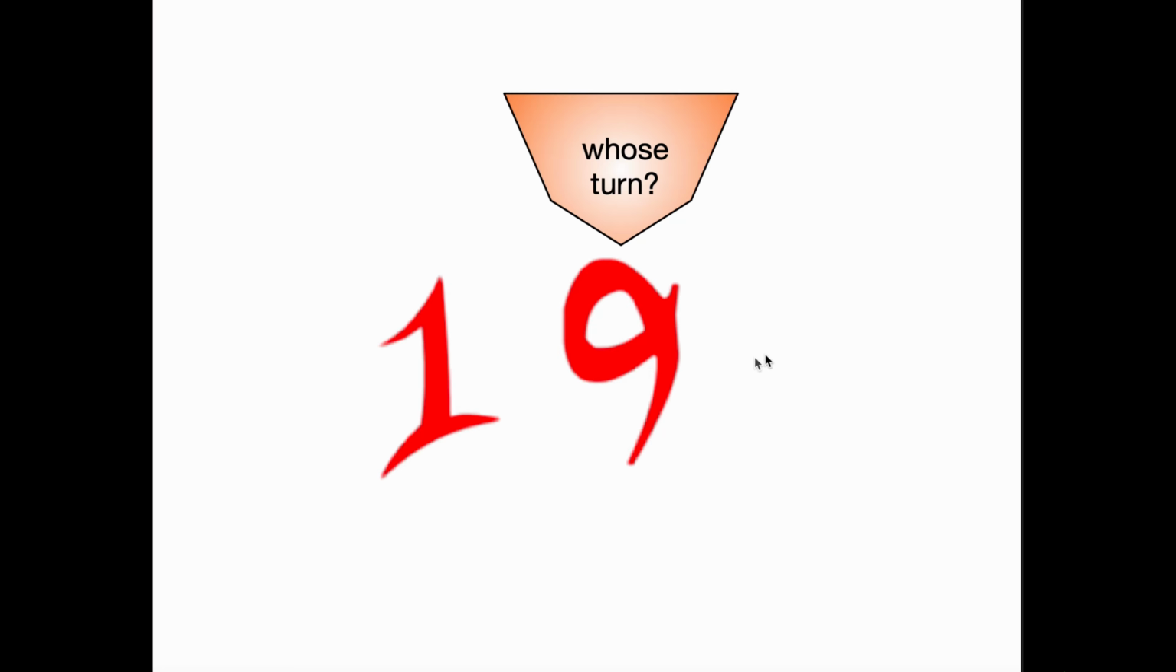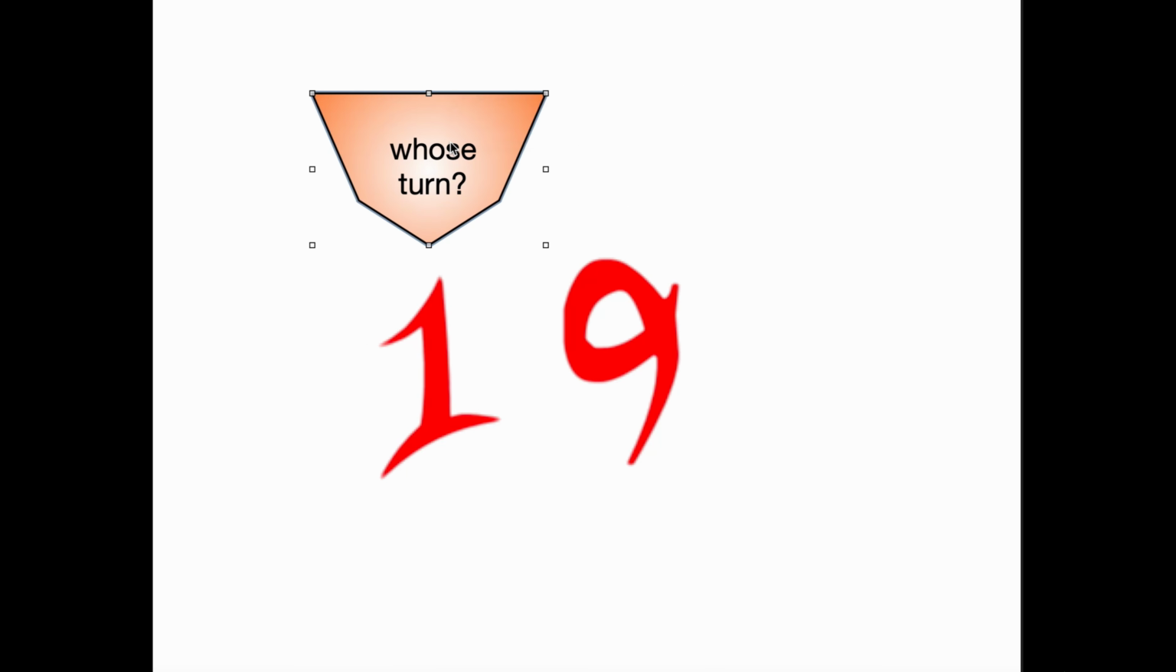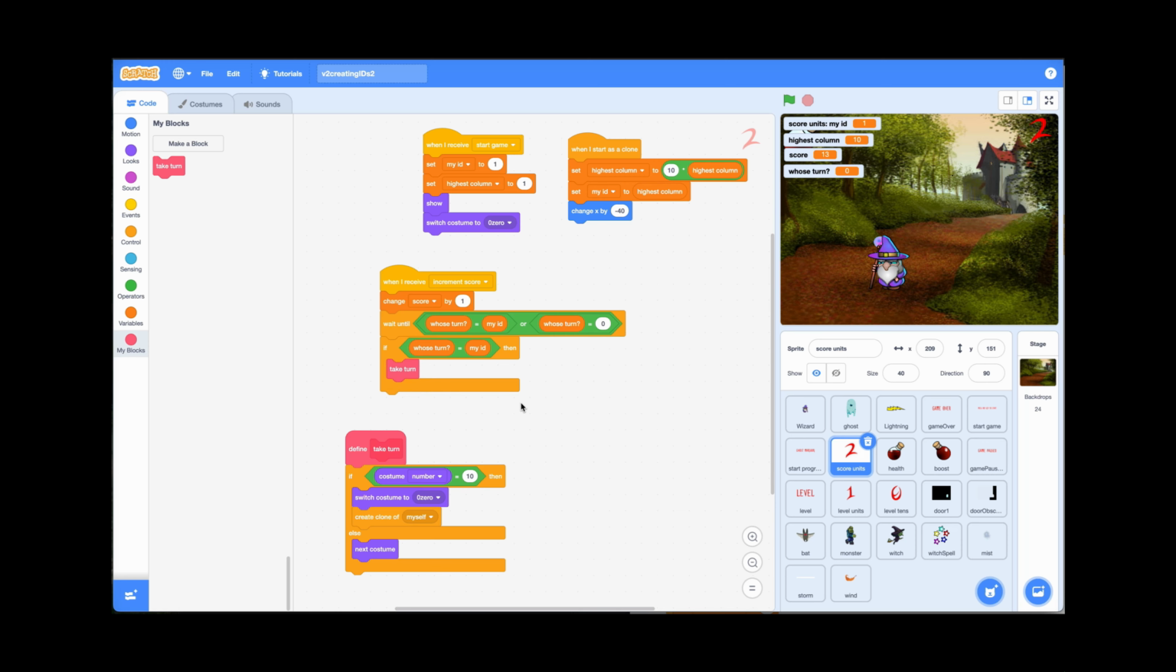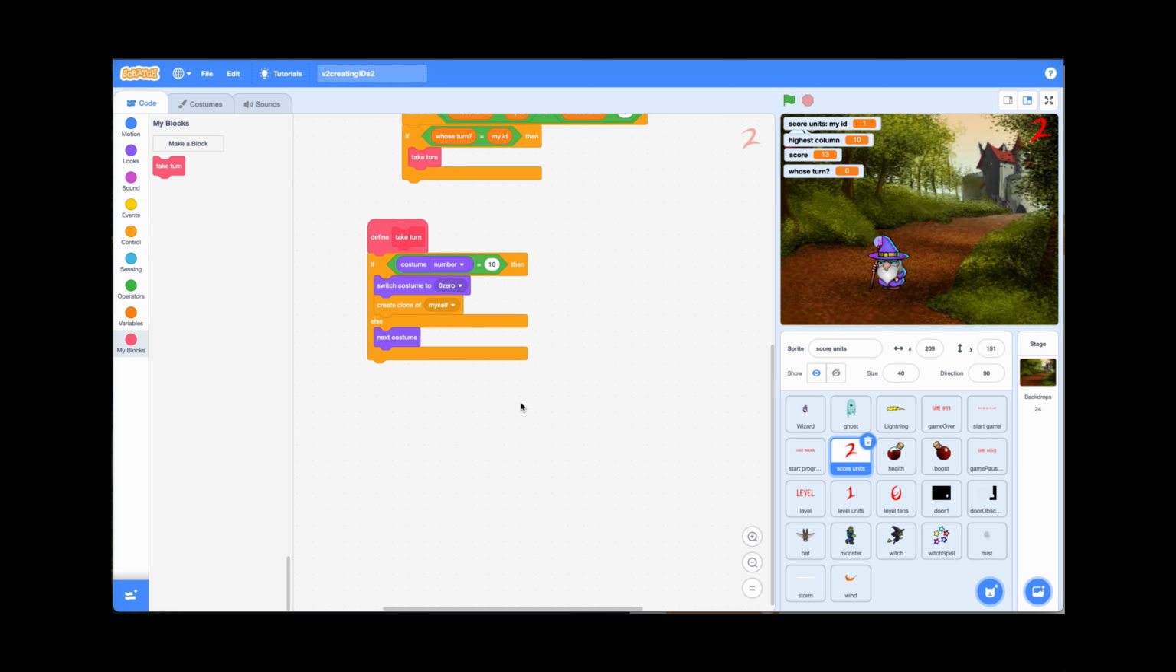Alright, everyone. So in this video, I want to implement the mechanics of how each clone, when it gets to 9 and it changes to 0, passes the turn to its neighbor. So that's what I want to cover now. So go to the take turn block that we recently created.